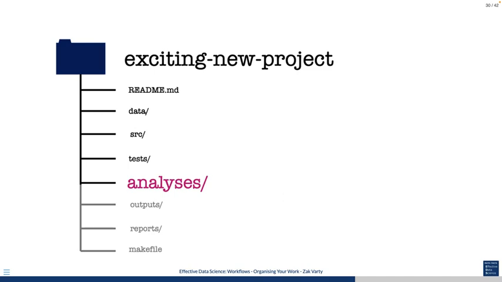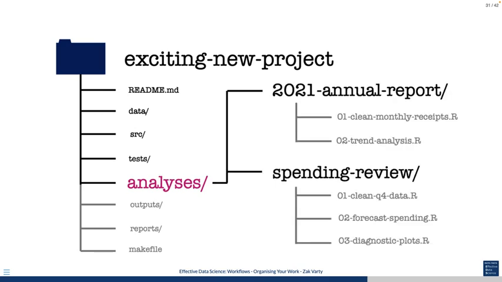The analyses directory is then going to contain what you probably think of as the bulk of your data science work. It's going to have one subdirectory for each major analysis that's performed. And within each of these, there might be a series of steps that we collect into separate scripts. The activity performed at each step is made clear by the name of each script, as is the order in which they're going to be performed.